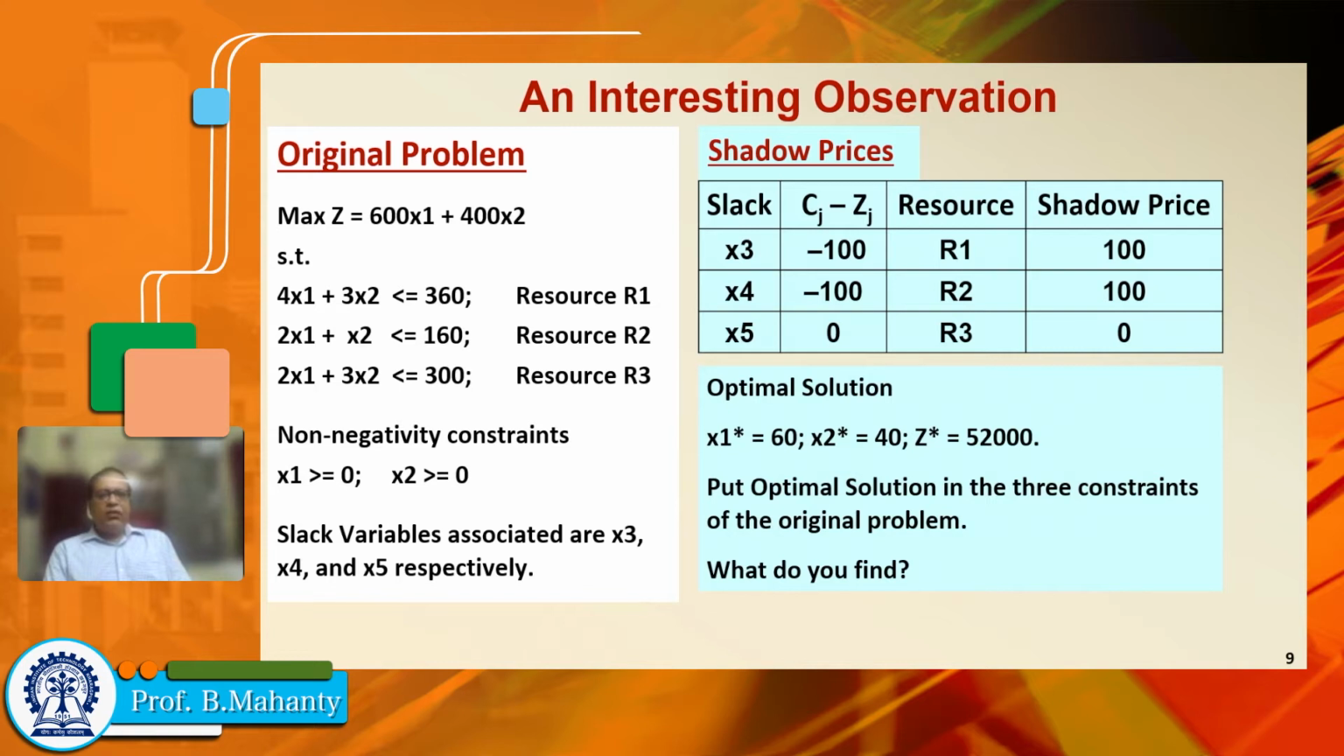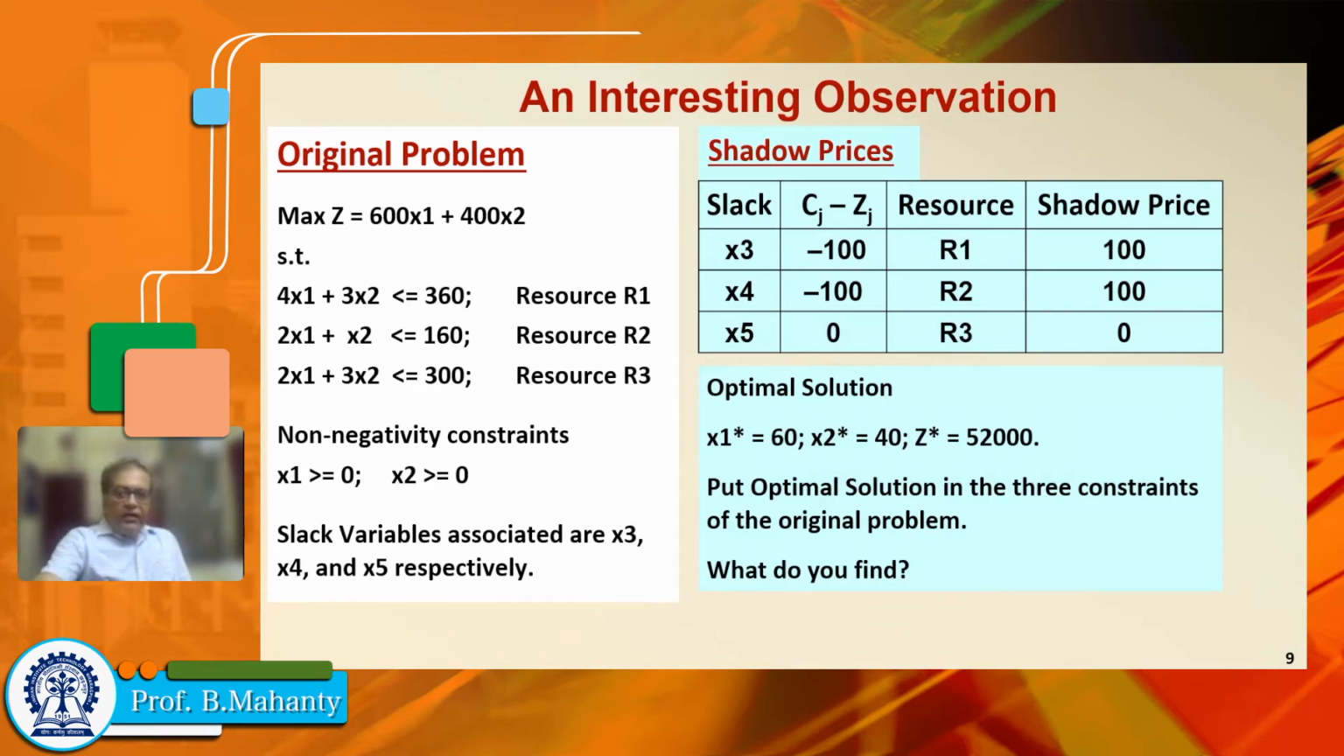Now let us see the second constraint, x1 equal to 60, x2 equal to 40, and so 60 into 2, 120 plus 40, 160. Look again, the LHS and RHS have become equal. That means the optimum solution put in the second constraint also turns to equality. Let us put them in the third constraint and see what happens. 60 into 2, 120, 40 into 3, 120, 240. So it is not equal. In fact, the gap is 60.